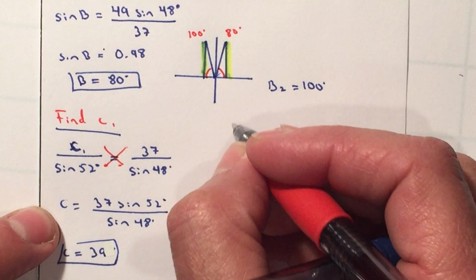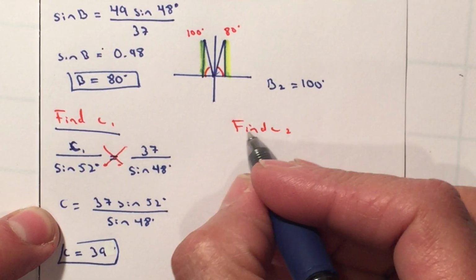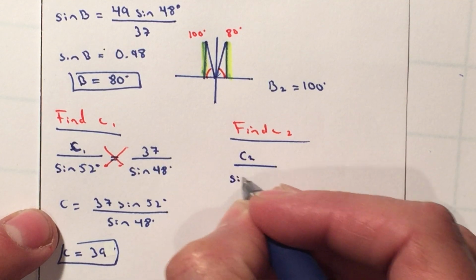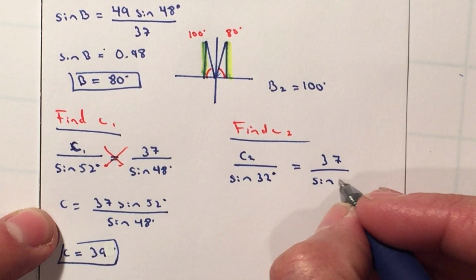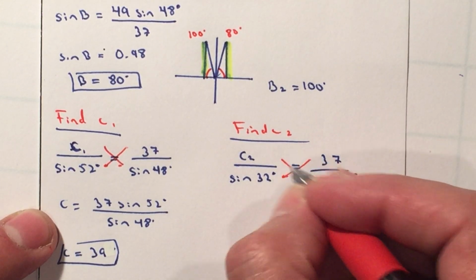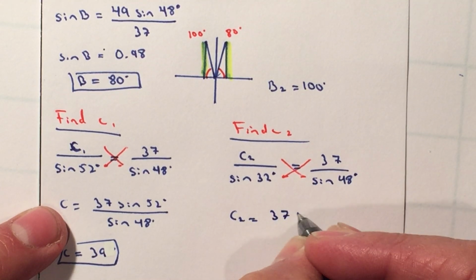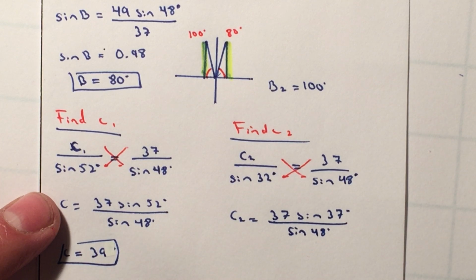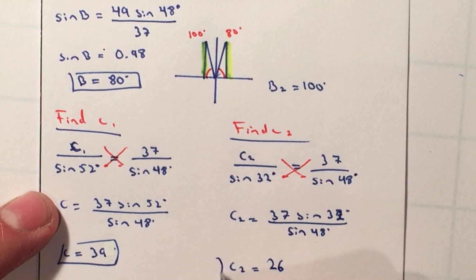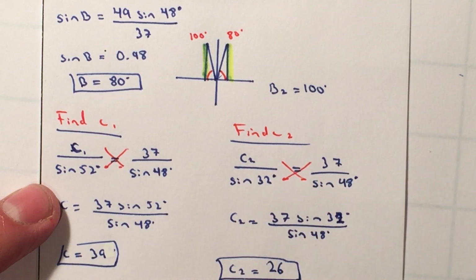And now I'm going to find c2, going through exactly the same process. So c2 over the sine of 32 degrees is equal to 37 over the sine of 48 degrees. Once again, I'm going to cross multiply and divide at the same time. So c2 is equal to 37 times the sine of 32 degrees over the sine of 48 degrees. And yeah, this is a 2, right? Correct, that's a 2. So therefore your answer is c2 is equal to 26 units. Remember, this was a 32 from here. So therefore 26. And those are your answers.